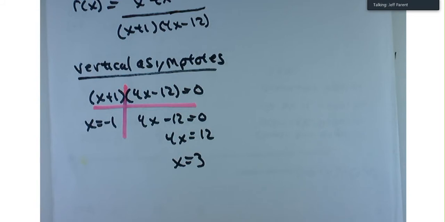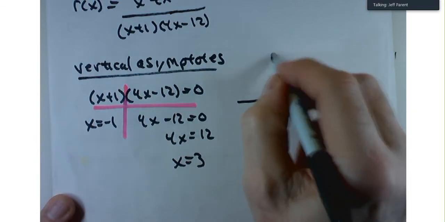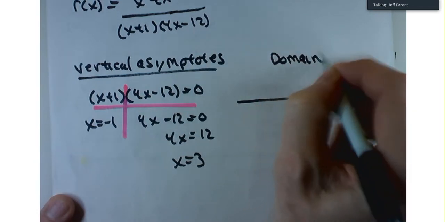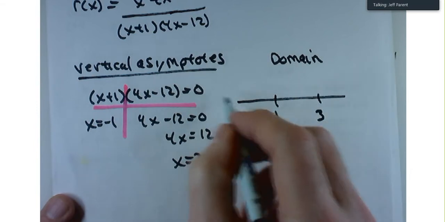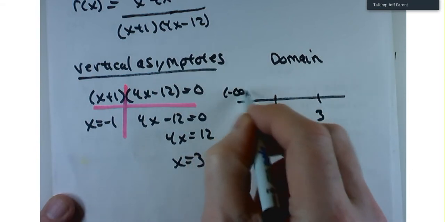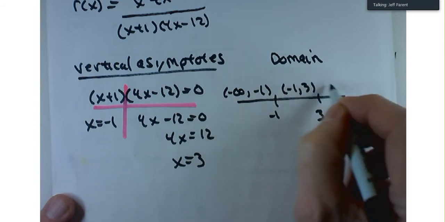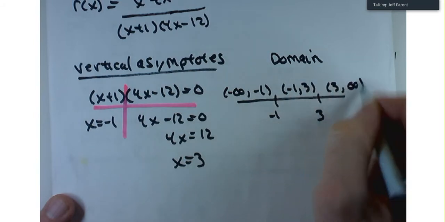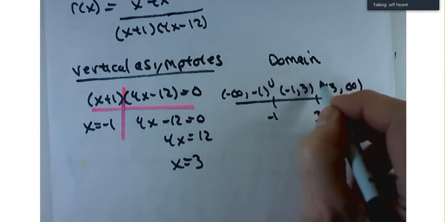These are also points that you want to throw out of your domain. Your domain can't include those. So as kind of a side note, our domain, with negative 1 and 3 thrown out, would be negative infinity to negative 1, negative 1 to 3, and 3 to infinity. That would be your domain. You have to throw out those points. And I can maybe squeeze in a union here and here.